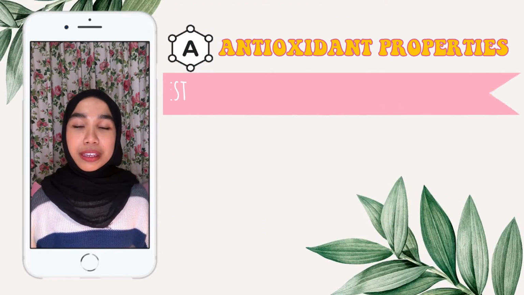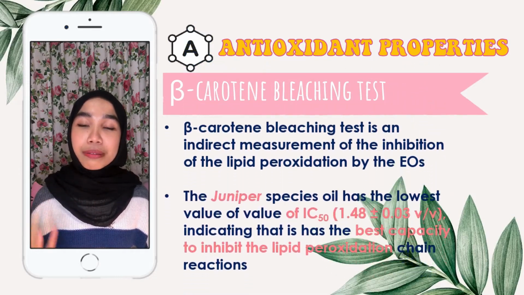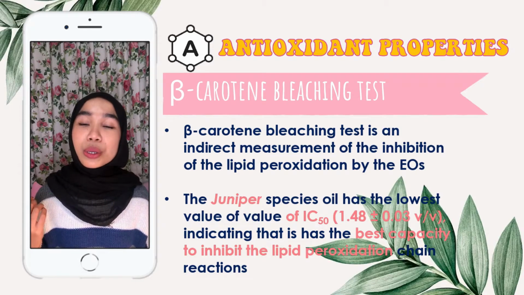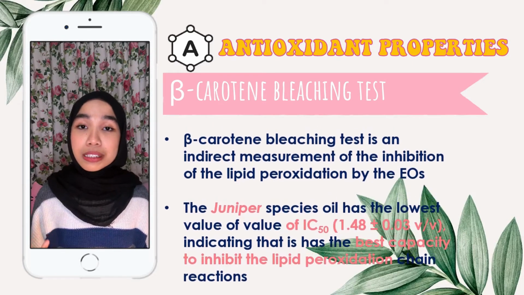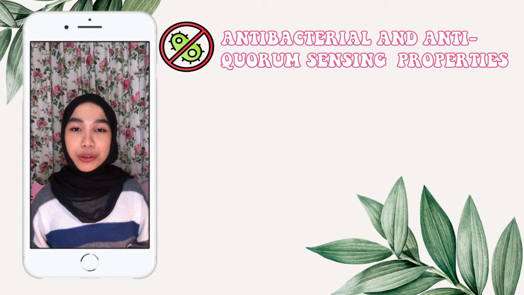Now let's move on to the beta-carotene bleaching test. The beta-carotene bleaching test is an indirect measurement of the inhibition of lipid peroxidation by the essential oils. The juniper species oil has the lowest IC50, and this indicates that it has the best capacity to inhibit the lipid peroxidation chain reaction. Finally, we have the antibacterial and anti-quorum sensing properties.